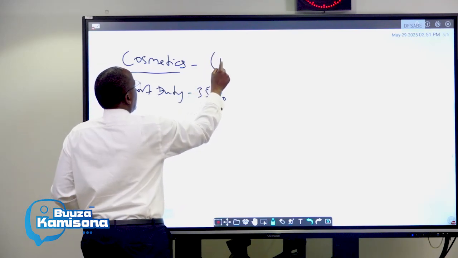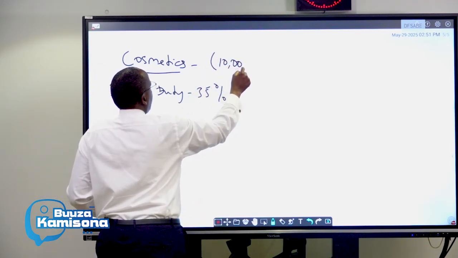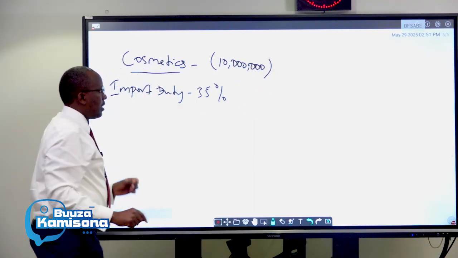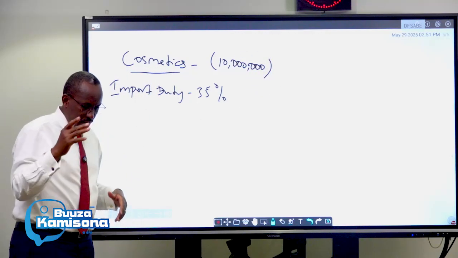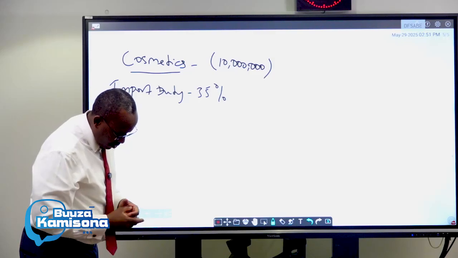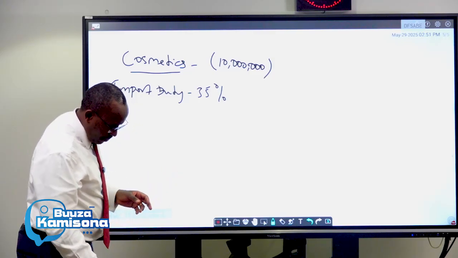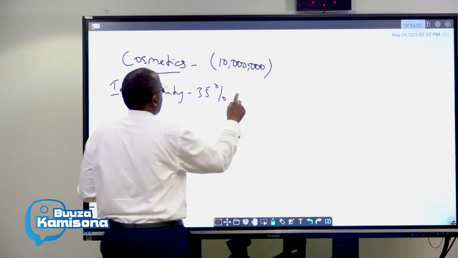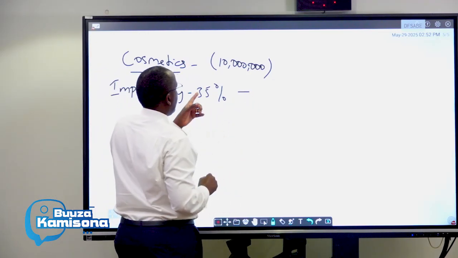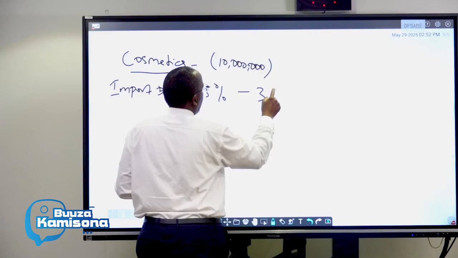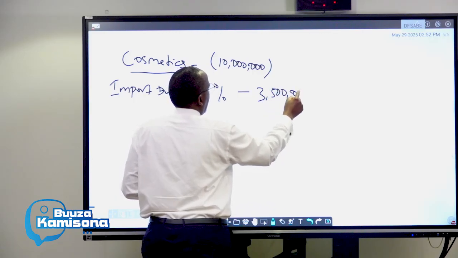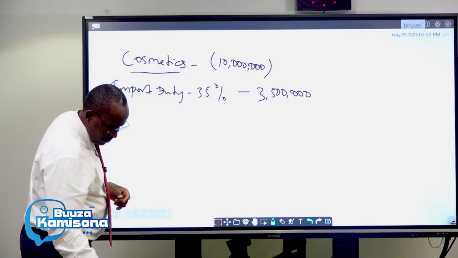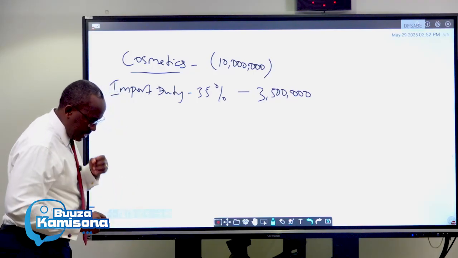Supposing we are bringing in stock of cosmetics worth 10 million shillings. This is the cost price, wherever you're buying these perfumes, lotions, and all sorts of cosmetics. If you're buying it at 10 million, the import duty will be 35%, which will be 3.5 million. Okay? The next will be excise duty first.